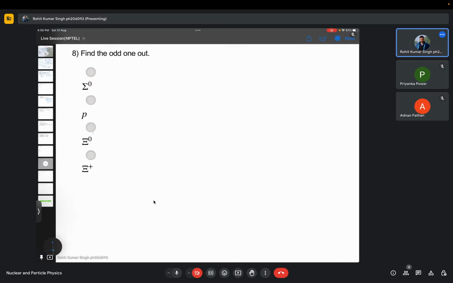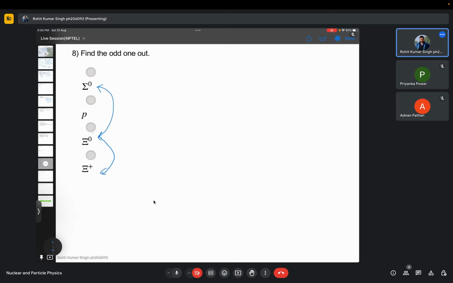Is there something common in these three, or do they have the strange quark? All three of them, yes. So that's what I wanted to tell you. These are all heavy baryons and they all have strange quarks.